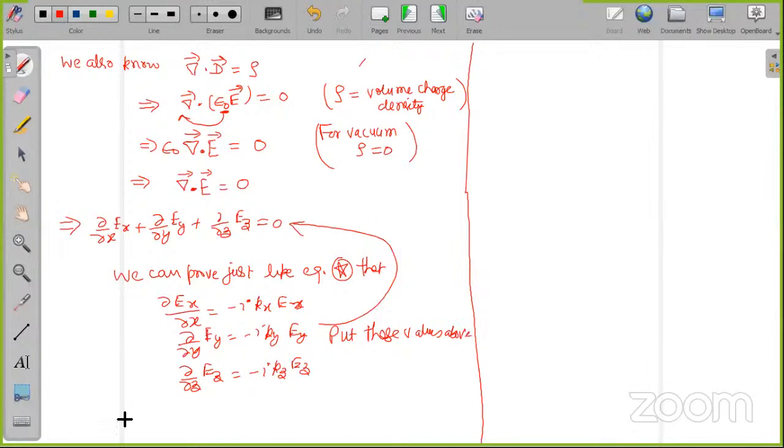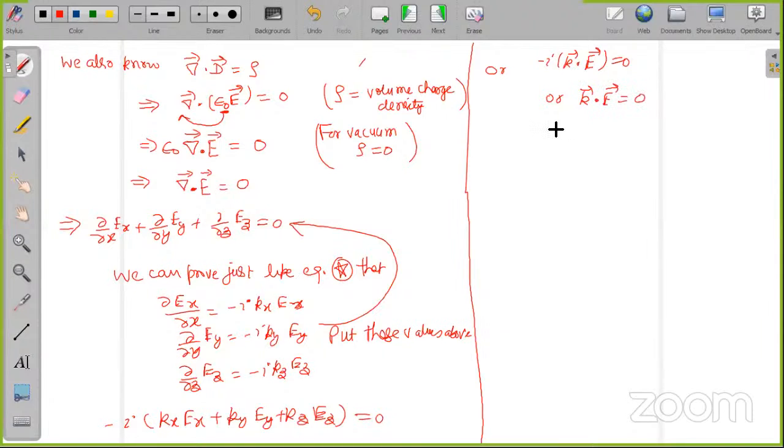So what will you get? Minus iota will be outside. It will become kx ex plus ky ey plus kz ez equal to 0, or minus iota k vector dot e vector equal to 0, or this will become k vector dot e vector equal to 0. This will prove that k vector is perpendicular to e vector.